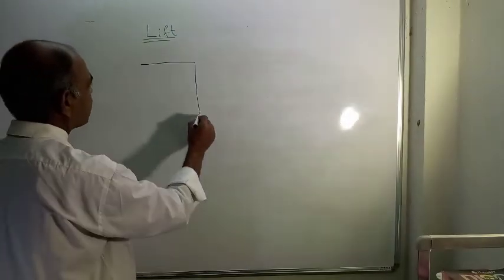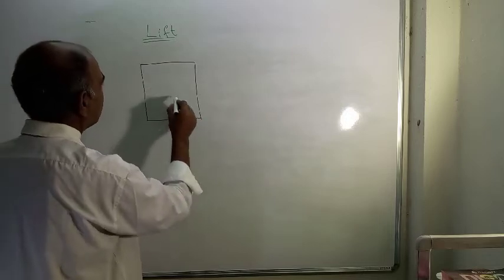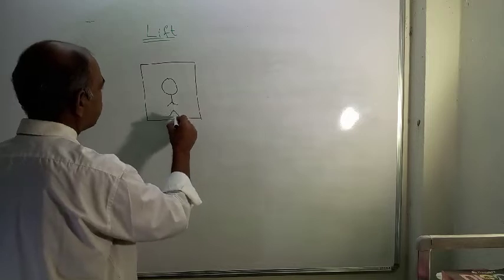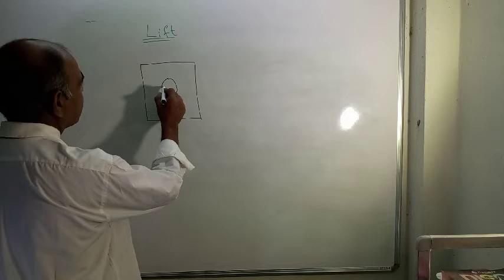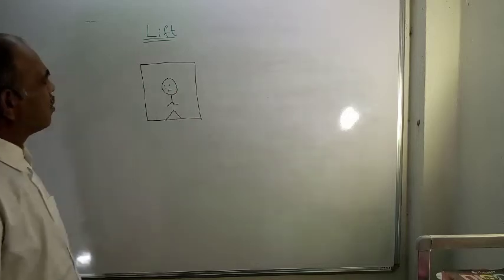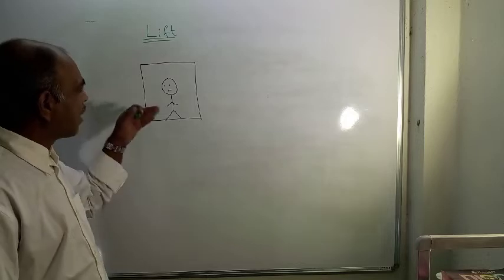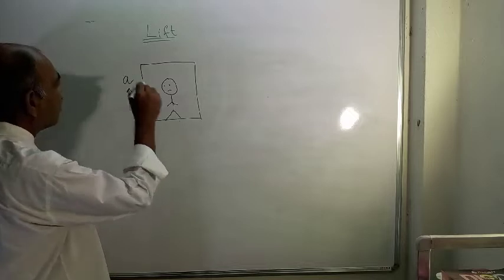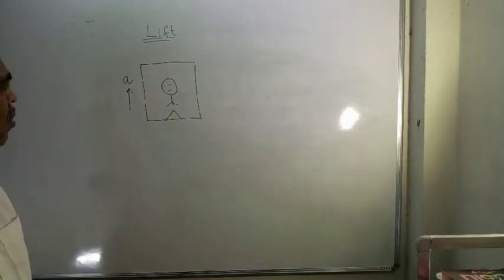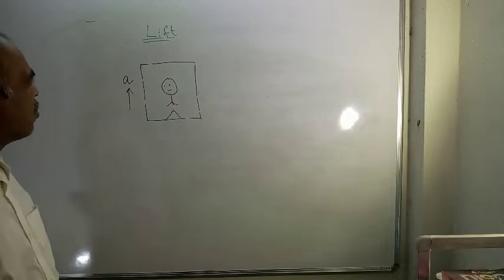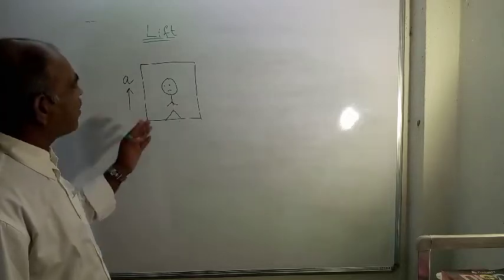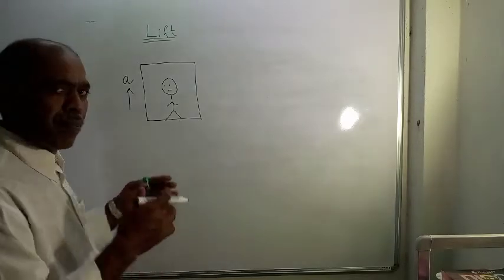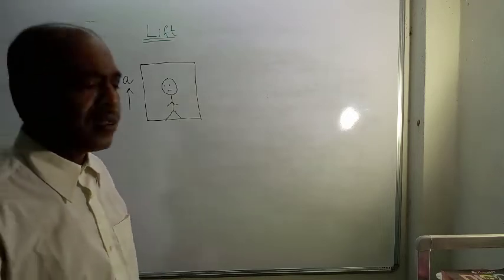Say this is the lift. And there is one human being standing inside the lift, and the lift is moving with an acceleration a in the upward direction. Since the lift is moving with an acceleration a and the man is standing inside the lift, that means the man is also moving in the upward direction with an acceleration a.